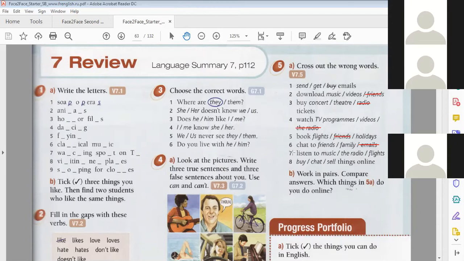Flights, it's the wrong words. Okay, so but can you read the right ones? تقدرين الصحيحة? Okay. Listen to music, the radio, flights. No, listen to music and the radio, listen to the radio. Yes, okay. Number 8, buy, chat, sell things online. The wrong word, sell things online. Can we sell things online or? Chat, sorry, chat. Yes. Chat things online is wrong.